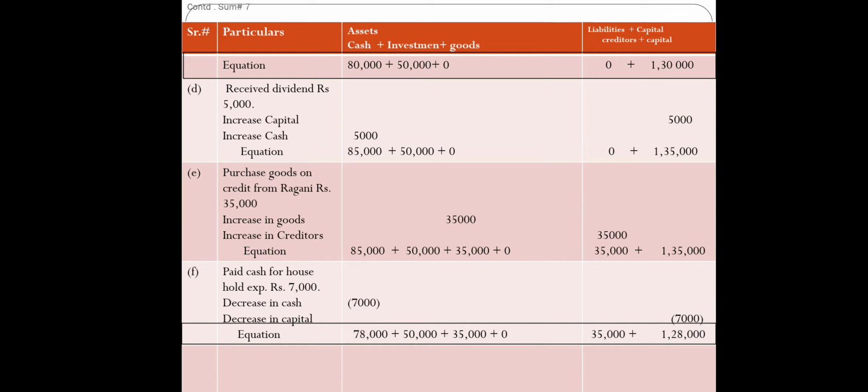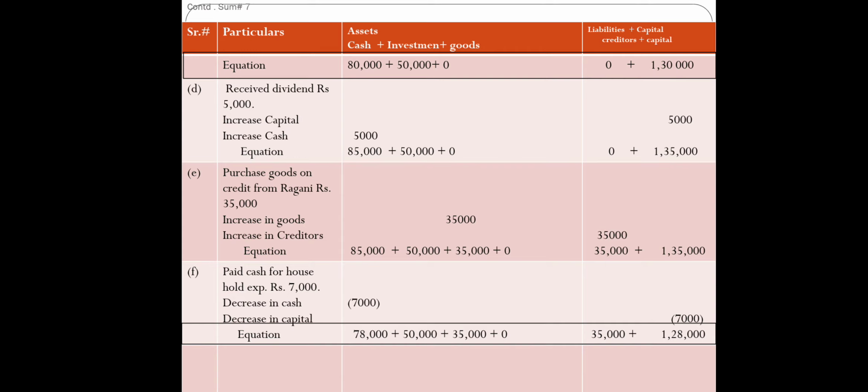Then comes your next transaction, received dividend. As I explained, dividend is a form of income. It increases your income, so capital will increase in reflection of that, and at the same time cash will also increase. So finally 80,000 plus 5,000 gives you 85,000, and 30,000 as it is to be transferred, and finally 1,35,000 on both sides.